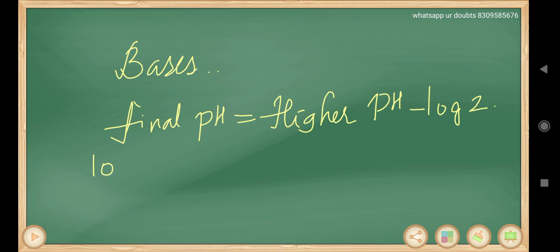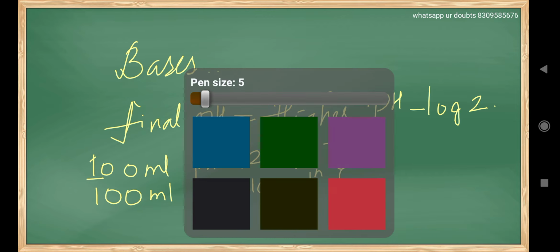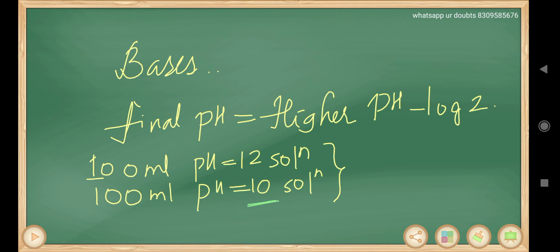For example, we have a question. 100 ml, pH is equal to 12 solution is there. 100 ml, pH is equal to 10 solution is there. When these two are mixed, here higher pH is 12 minus log 2. That is 12 minus 0.3, 11.7 approximately.